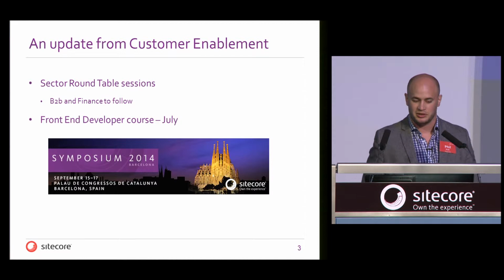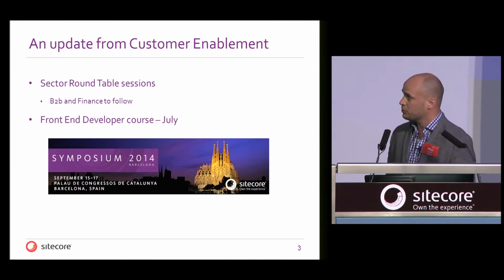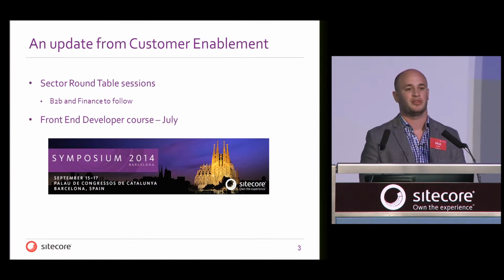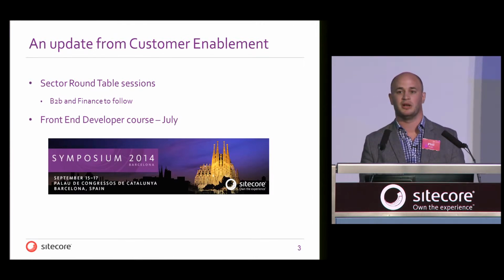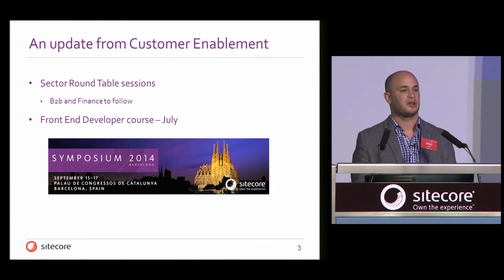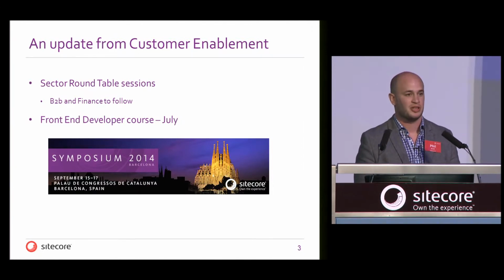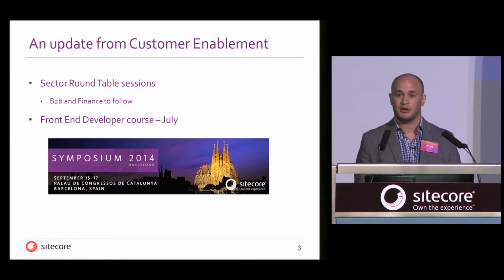So a bit of an update to start with from the customer enablement team, what we've been up to. Recently we ran a charity sector roundtable session. This is something that you'll be seeing a lot more from us over the next few months and over the next year. We're looking to get together groups like this, but more sector specific, to sit around and talk about some of the challenges that you might face. The charity one was the second one we ran. It was a very good turnout. It was a very interactive session.